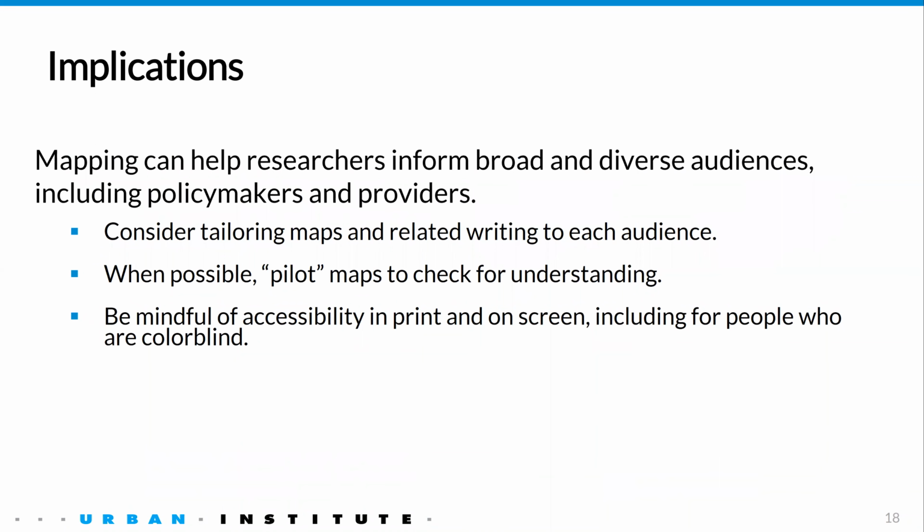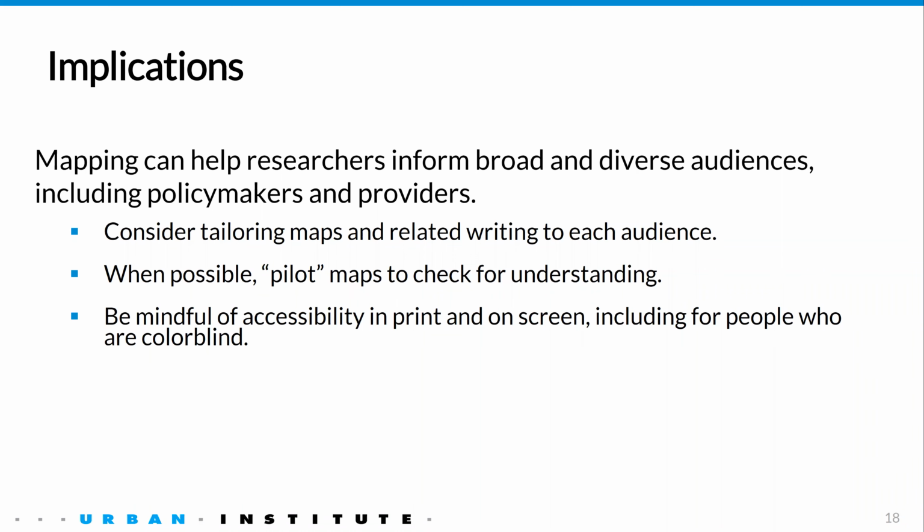These examples are just a small set of maps possible to create using available software and administrative data on child care supply and demand. When considering whether to take on mapping projects like these, it is important to remember that mapping can help researchers inform broad and diverse audiences, including policymakers and providers. To have the greatest impact, consider tailoring maps and related writing to each intended audience. When possible, pilot maps with members of each intended audience to check for understanding, and then adjust as needed.